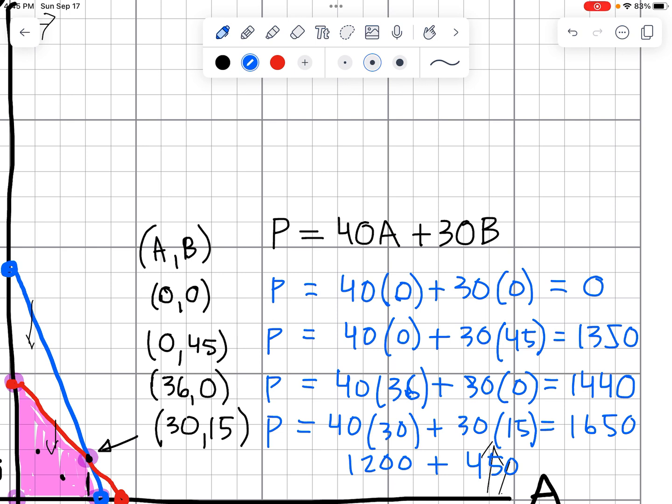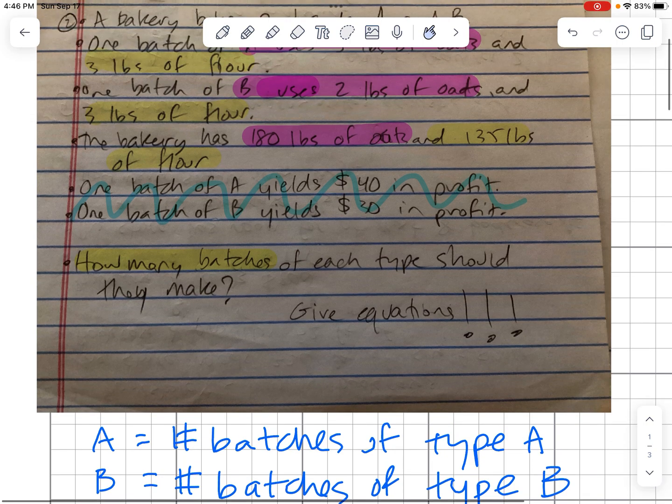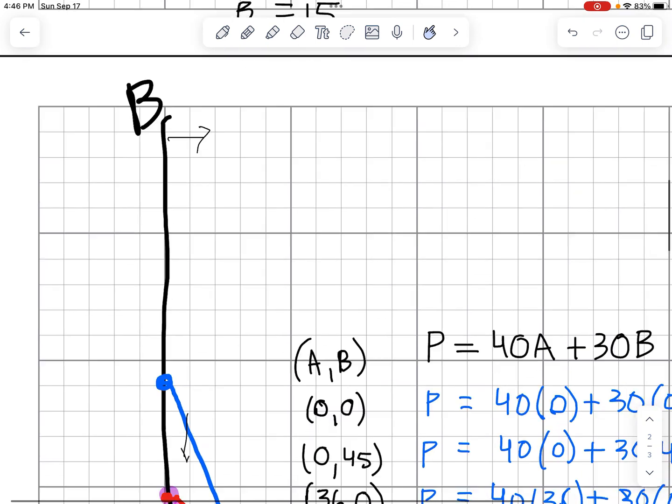Okay, so we've finished all the math, but now we need to actually answer the question. Which of these vertices in this feasible region, which was graphed from our system of constraints, would maximize our objective function, and our objective was the highest profit? So we're going to read the question one last time. How many batches of each type should they make? We're going to answer with a sentence.